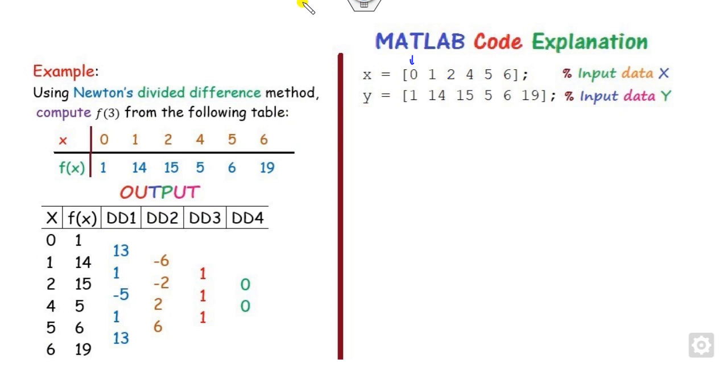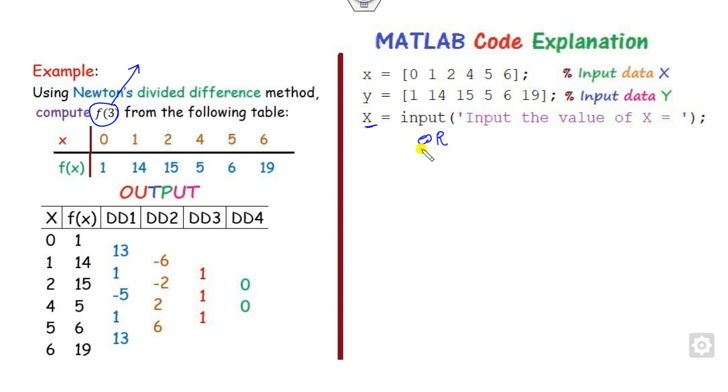There are the 6 values, so you can use the xr here. Now, once you are finding the Newton divided difference at the point 3, I call x the input, the value of x, or you can also write x is equal to 3. Why 3? Because I need the value of f of 3.